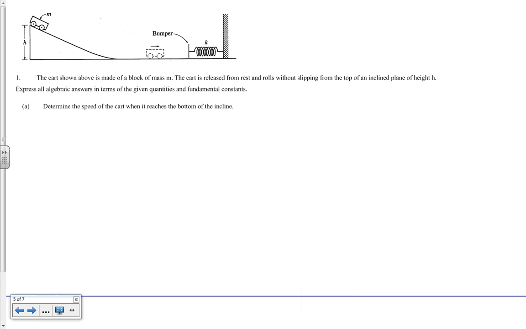All right, let's go through this. We have a cart made of a block of mass m. The cart's released from rest, rolling without slipping, from the top of an inclined plane of height h.